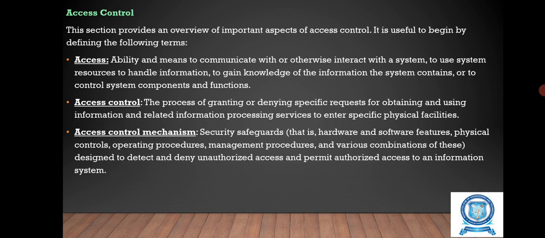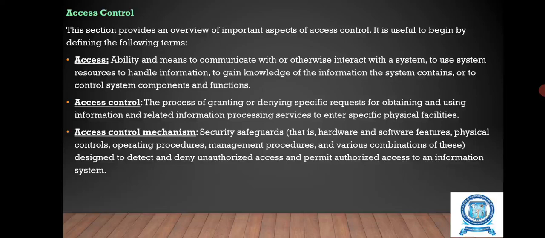Access Control. This section provides an overview of the important aspects of access control. It is useful to begin by defining the following terms. First let us see about access, then access control mechanism. So access is the ability and means to communicate with or otherwise interact with a system, to use system resources, to handle information, to gain knowledge of the information the system contains, or to control system components and functions. Access control is the process of granting or denying specific requests for obtaining and using information and related information processing services, and to enter specific physical facilities.